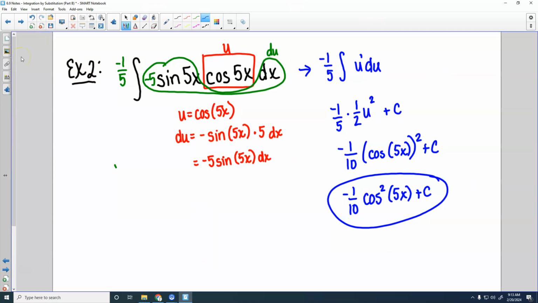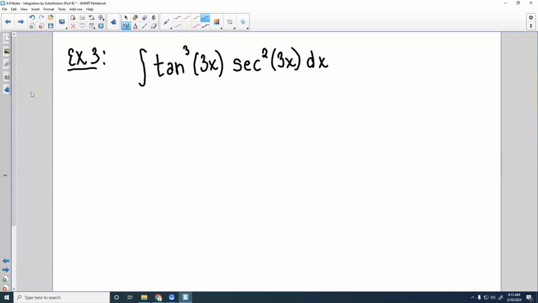Okay, questions? All right, what about this next one? Oh. Yeah, just go ahead and copy down the problem, go to the back of the book, write down the answer, skip on ahead.